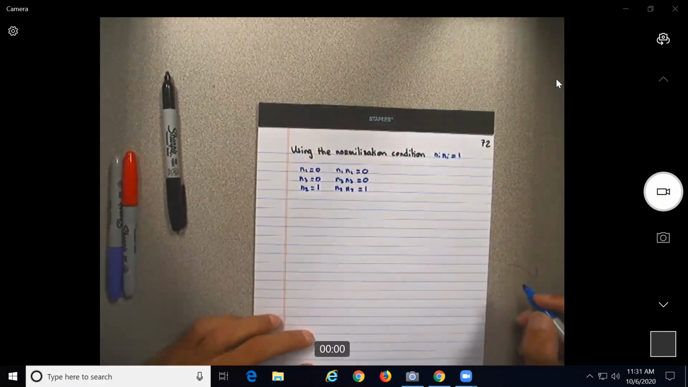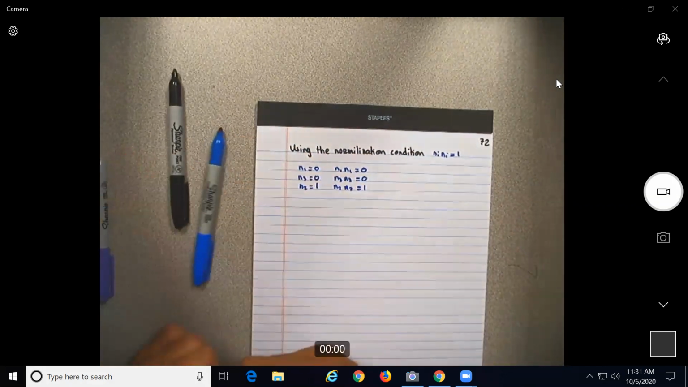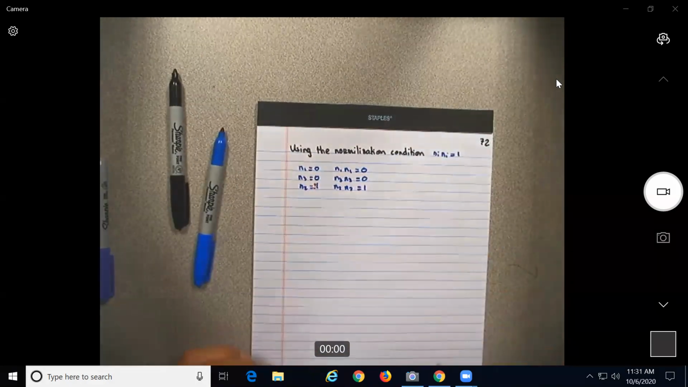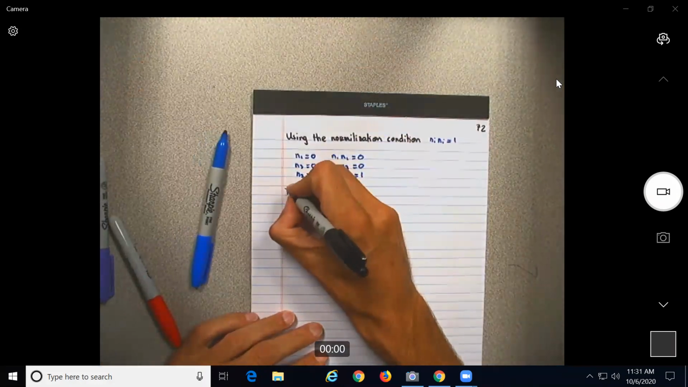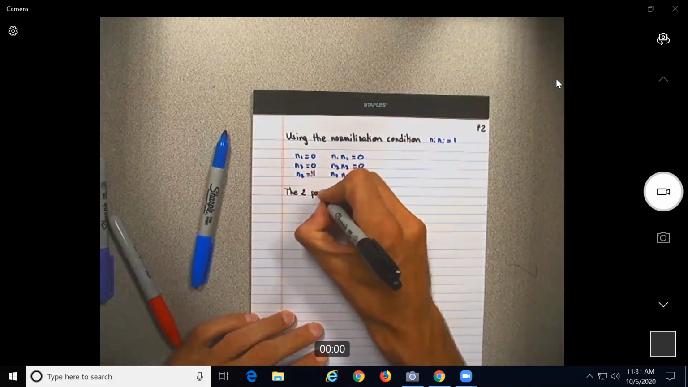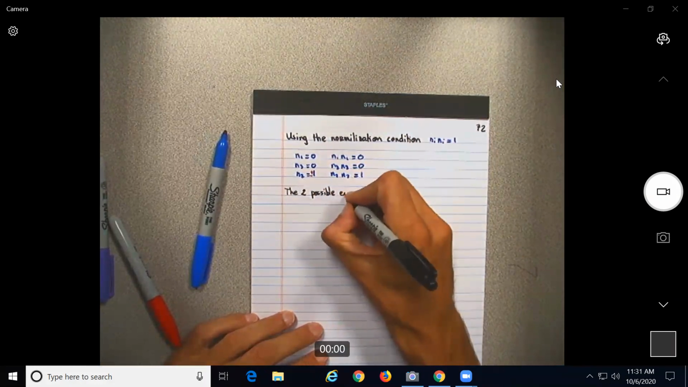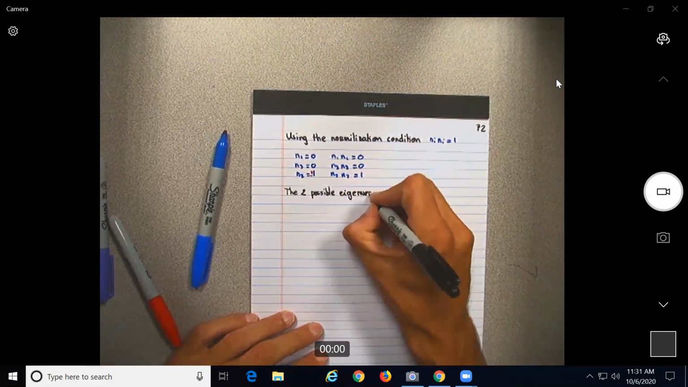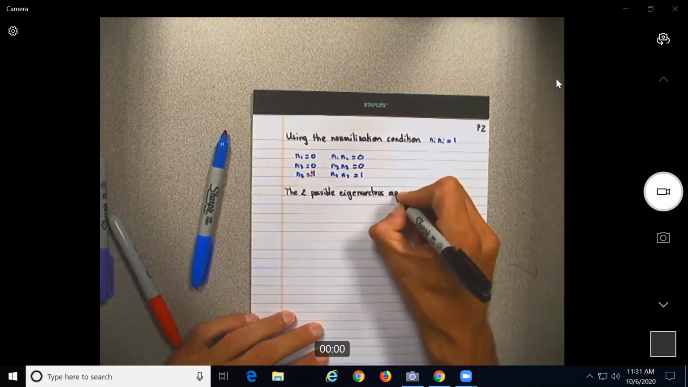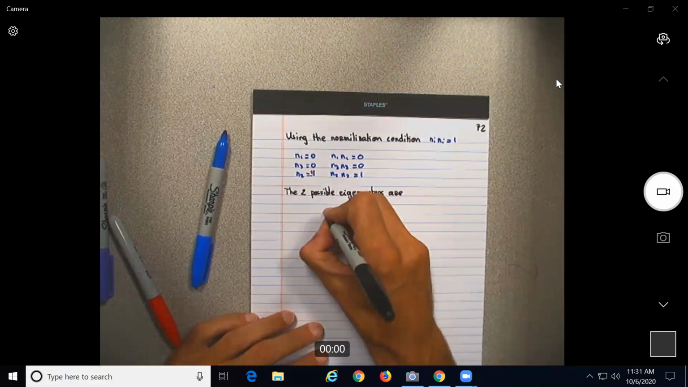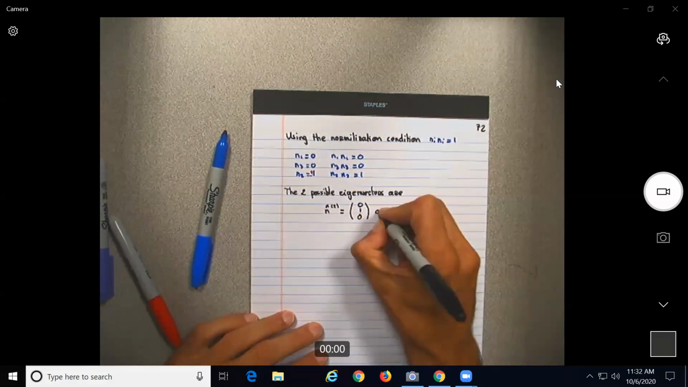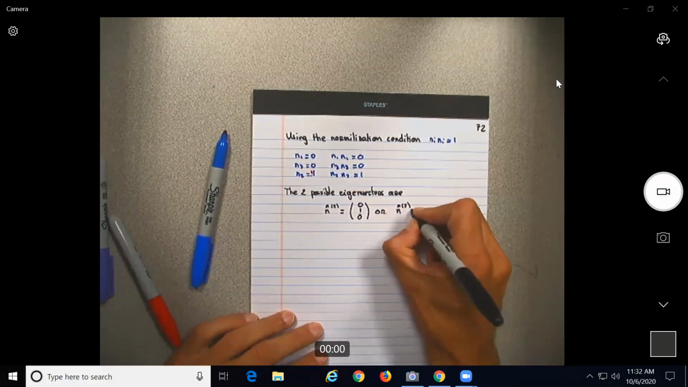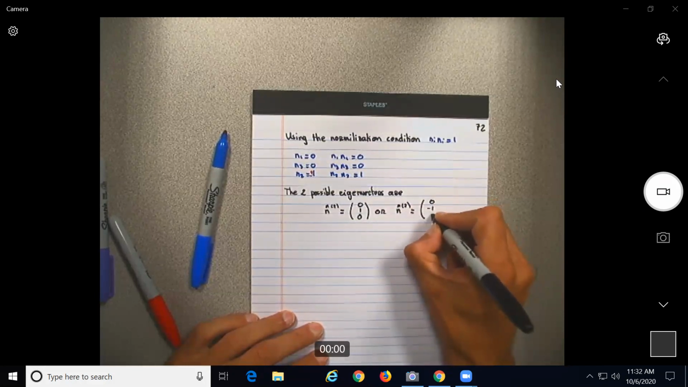So sorry, if I want to be more detailed, n2 can be equal to either plus or minus 1, because minus 1 times minus 1 would be 1, and 1 times 1 would be 1. So the two possible eigenvectors are 0, 1, 0, or 0, minus 1, 0.